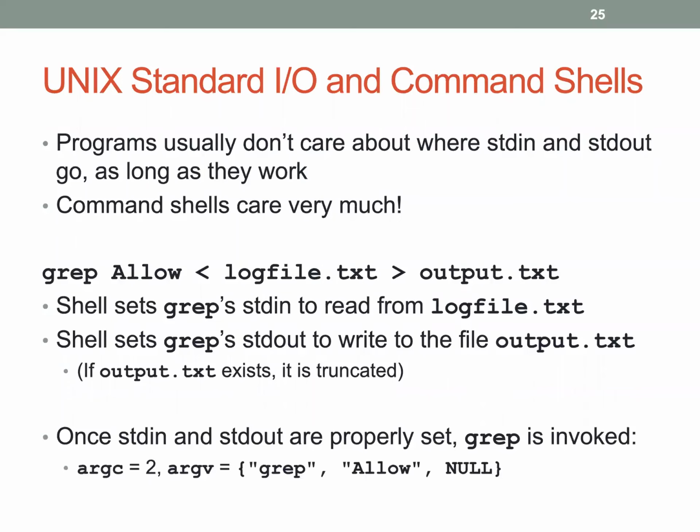Now you have this weird thing. Hopefully you're all comfortable with C and C++ where you have argc and argv available as the arguments to main. The way this would be set up by the operating system is argc is 2, because grep has 2 arguments, grep and allow. argv has 3 elements because argv by the standard always has to end with a null entry. So you have grep, allow, and then null.